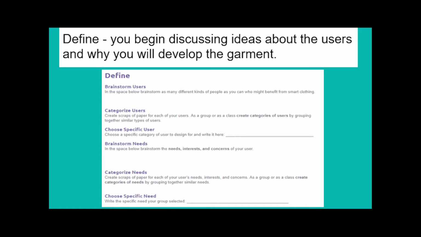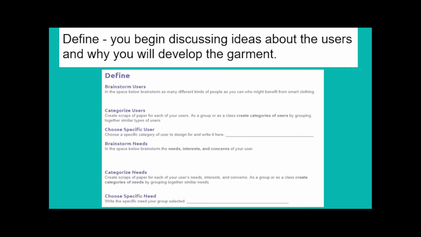And last, we're going to choose specific needs. We're going to pick a specific need for that user that you want to address. Try to pick a need that you think could be addressed by smart clothing. Be creative in thinking about these needs.